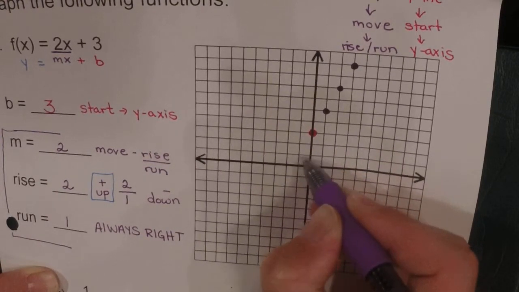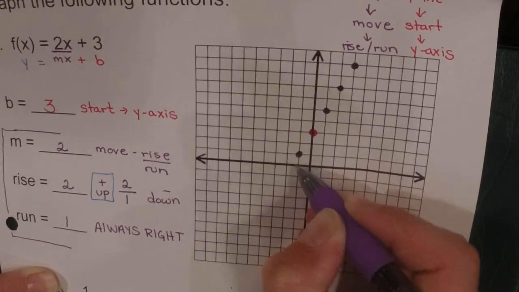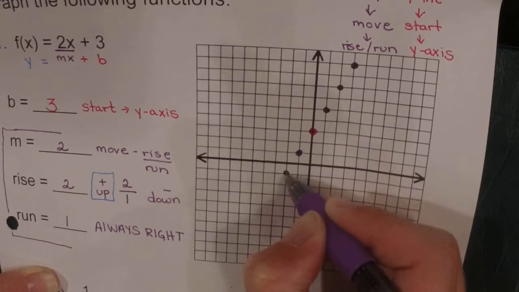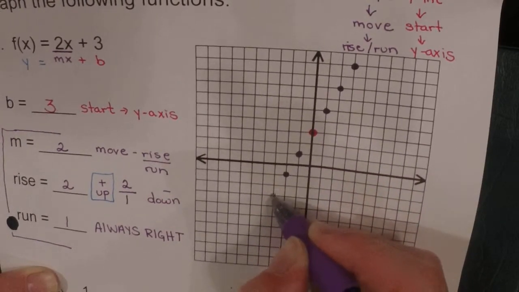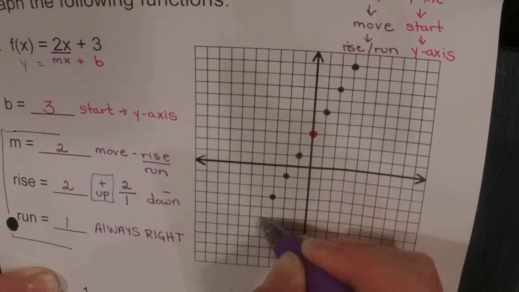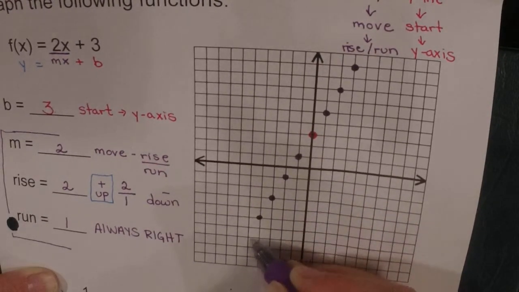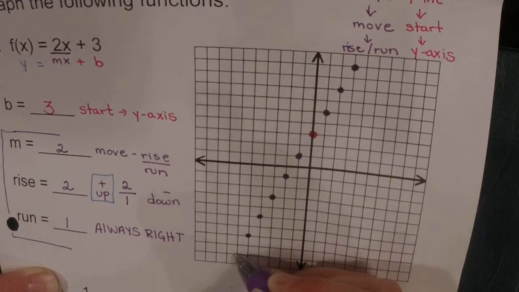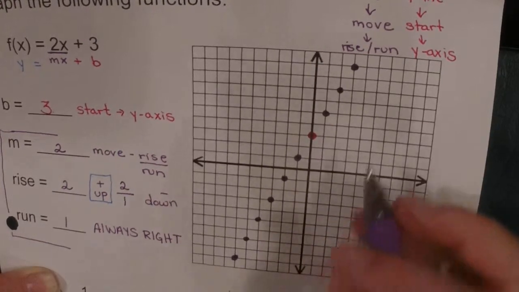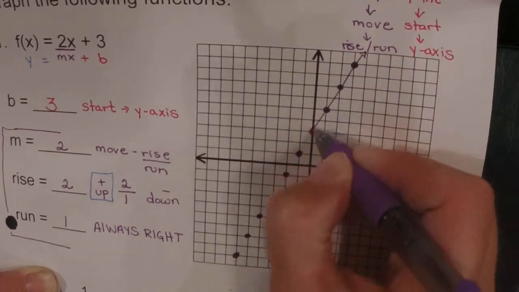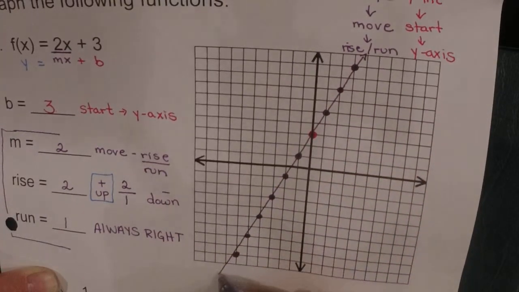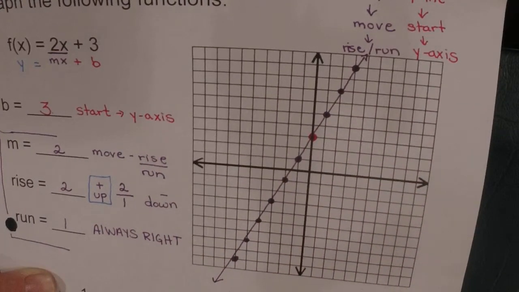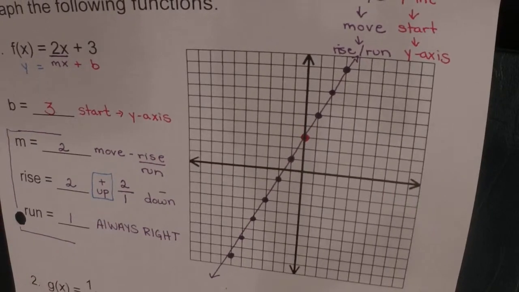So down to the left 1, down to the left 1, down to the left 1. And again, we're just following that same pattern so that if I was to go from point to point, I still make a linear equation. Good. So now let's try another one.